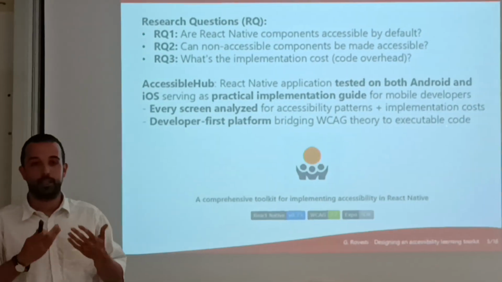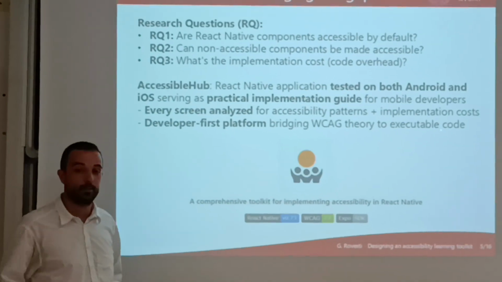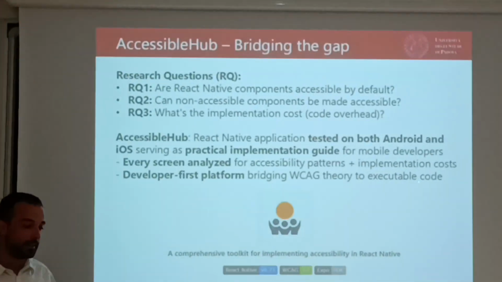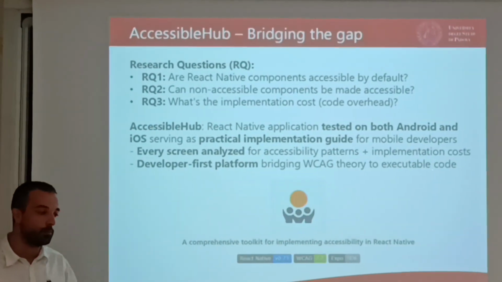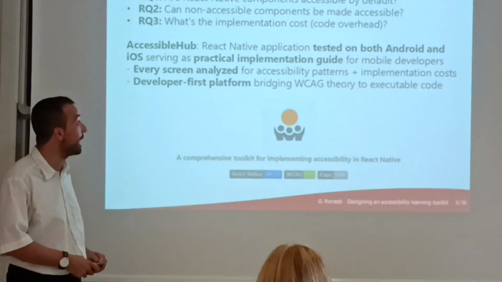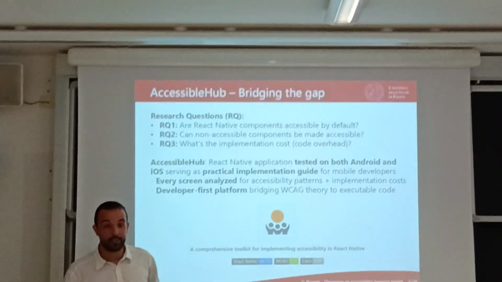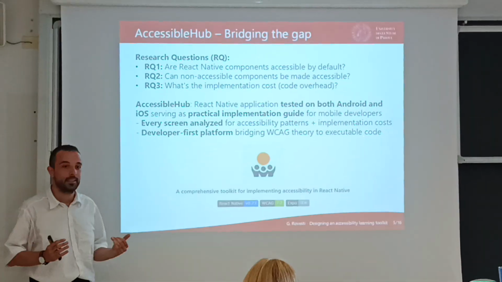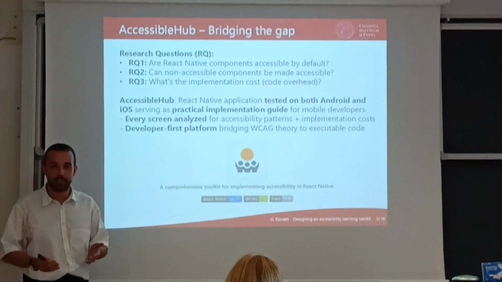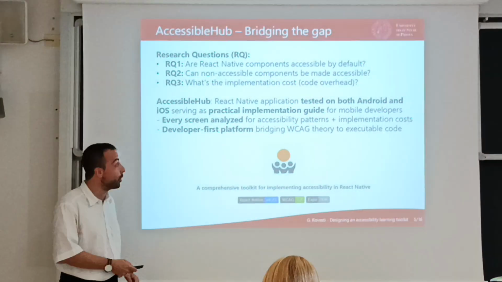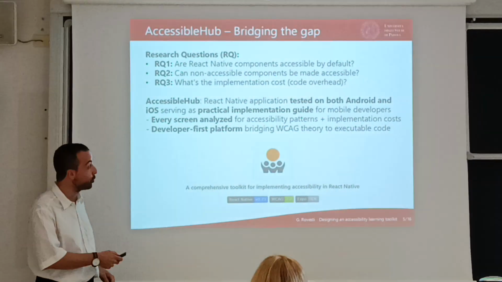The second question: can an inaccessible component be made accessible? Which means not only adding code, but understanding if there is some way to make it standard, of course using the theoretical guidelines. And the third: what's the implementation cost? So what is the code overhead? What do we need to add, and does adding that code impact the logical complexity of said component? So the goal is bridging WCAG theory to practice.